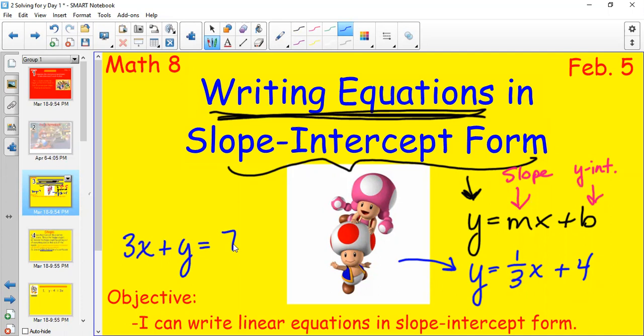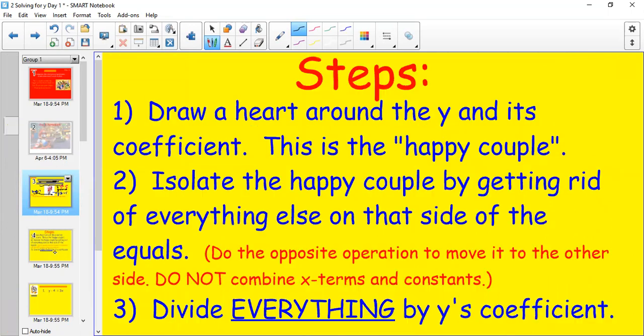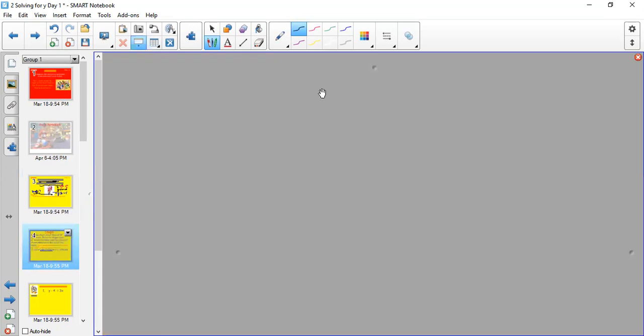Well, the key is that we have to make it look like that one does, and we have to get y by itself and get rid of everything else. Okay, so that's what today's lesson is all about, is how to turn this line into slope-intercept form so that way I know how to graph it from there. Okay, so here are our steps that we're going to do.